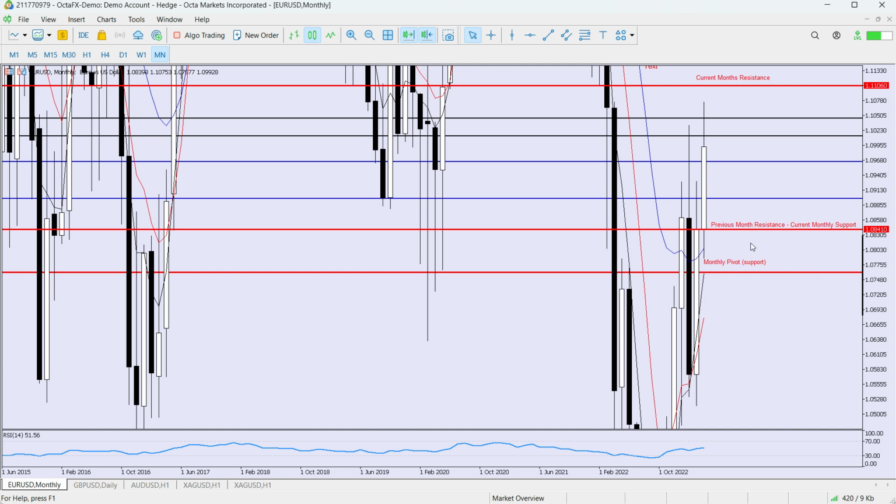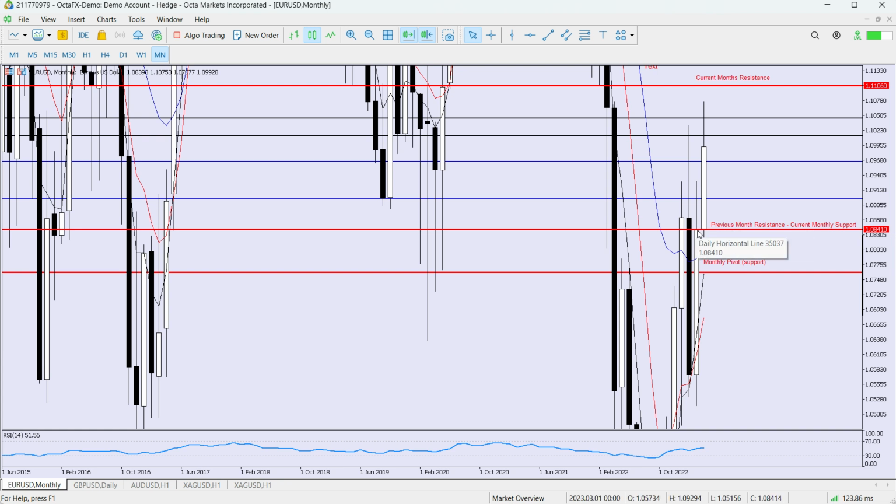The monthly support, first of all, the monthly pivot, which is calculated based on the previous month's high, low, and close price, is standing around 1.0761. This is the monthly pivot or support. You can see how the price bounced after retracing from previous months. It bounced up to around 1.107875. So this is the monthly pivot. Beyond this, it will be a hard time for the price to go down.